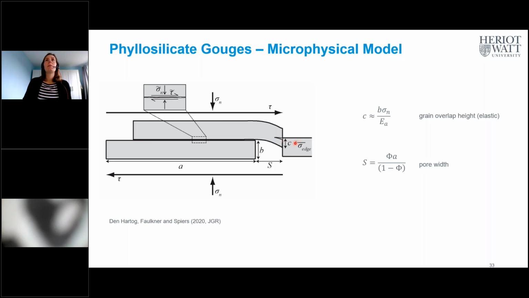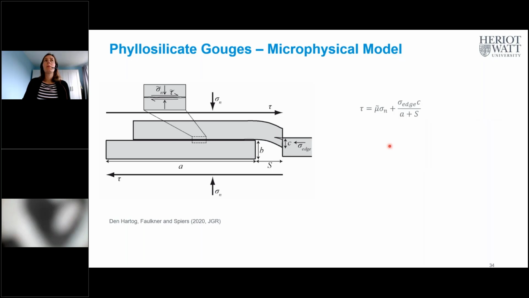The first thing to develop this microphysical model is to quantify the microstructure, so to get expressions for the microstructural parameters. The important one here is this overlap height C. What we assumed in this model is that this overlap height is controlled by a normal compression of the aggregate under the action of the effective normal stress, so just by linear elastic processes. So it's related to the Young's modulus of the entire aggregate, shown at the bottom here. Another important parameter is the size of the pores S, and that is related to the porosity.